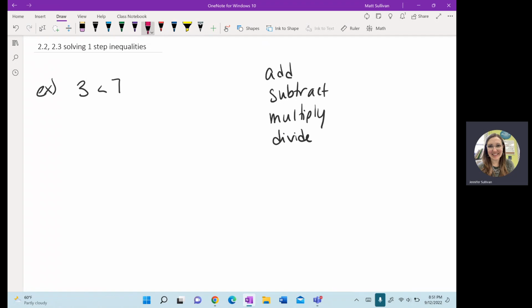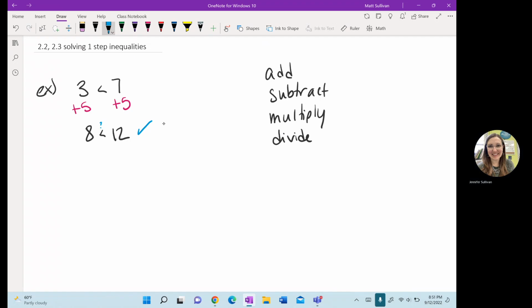So for example, if I were to take 3 is less than 7, which is a true statement, and if I were to add 5 to both sides, what would we get left with? Well, 3 plus 5 is 8. Our inequality symbol goes this way, and 7 plus 5 is 12. And now what we want to ask ourselves is, is 8 still less than 12? Yes, it is. So what we just showed was that adding on both sides of my inequality keeps my inequality symbol the same.